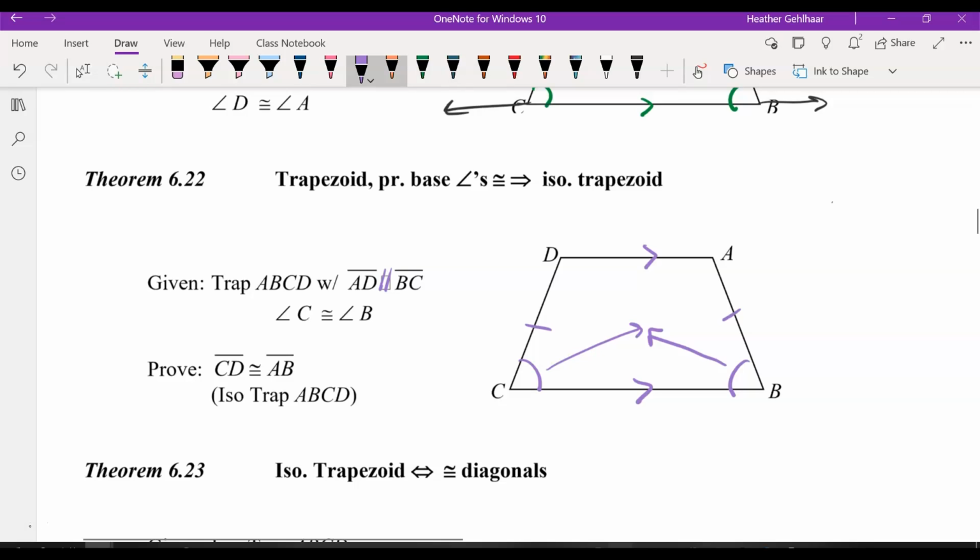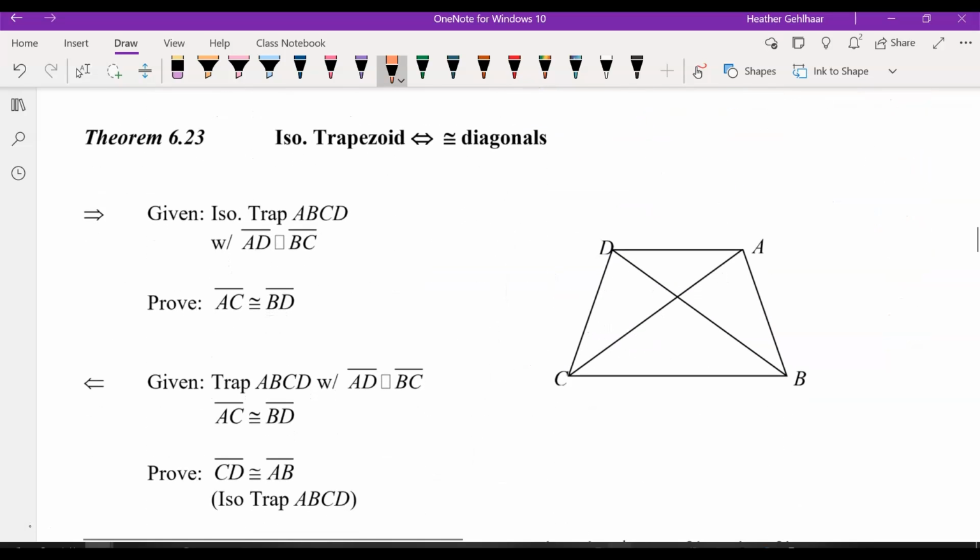Remember, when we're talking about just isosceles triangles, and we know when those two sides are congruent, we know the angles are congruent, and vice versa. If I were to say, okay, I have a triangle and those base angles are congruent, well, I know I can say then those sides are congruent. So it's just going the opposite direction.